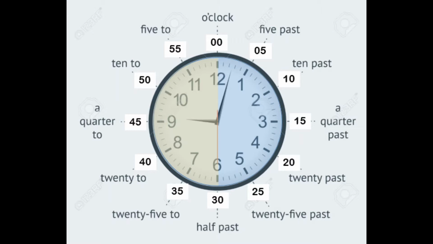And you might notice how on the blue side of the clock, the words round the outside all say past, past, past, past, past, past. We get to half past, and then suddenly on the yellowy side, it starts saying 25 to, 20 to, a quarter to. And in a way, that's kind of to make it easier for us.